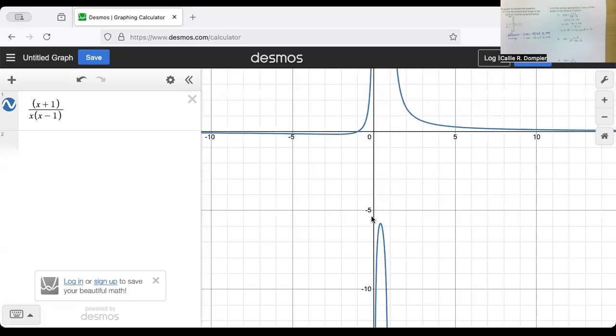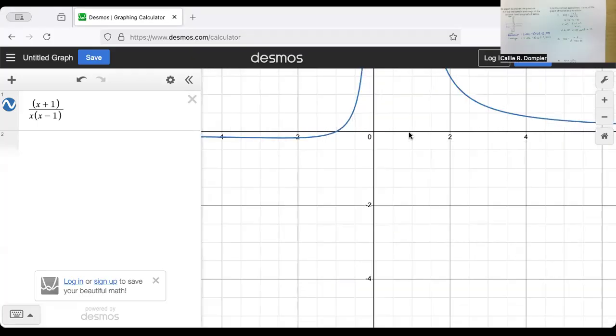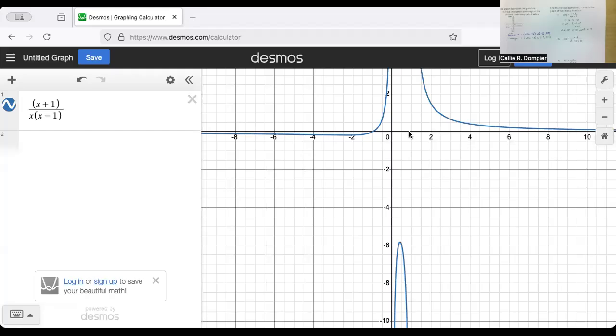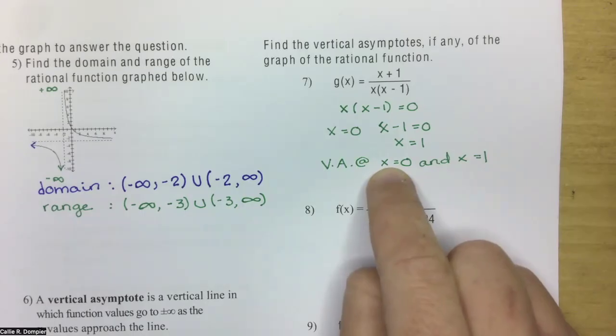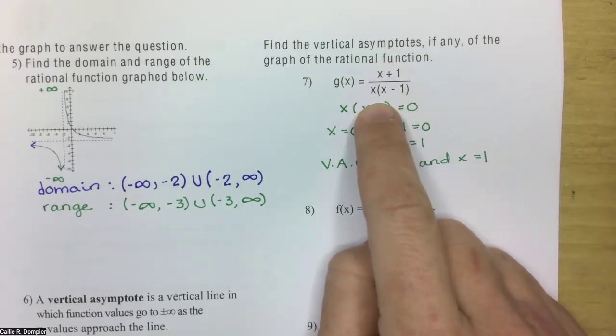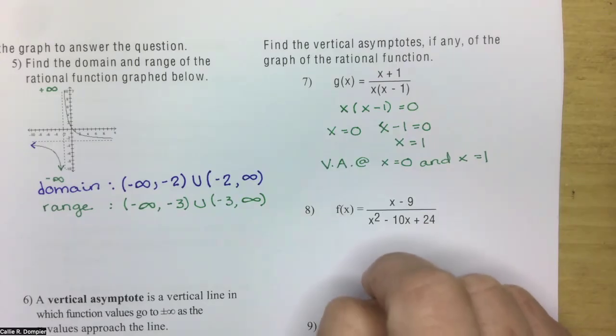You can see x equals 0. From the left side of x equals 0, we're approaching infinity on the y-axis. On the right side of x equals 0, we're approaching negative infinity on the y-axis. And then the other vertical asymptote was at x equals 1, right here. On the left side of x equals 1, we're approaching negative infinity, and on the right side of x equals 1, we're approaching positive infinity. So that's what the vertical asymptotes are. We found them because those are places where if I put in that value, my denominator will be 0, and that is not graphable. Okay?